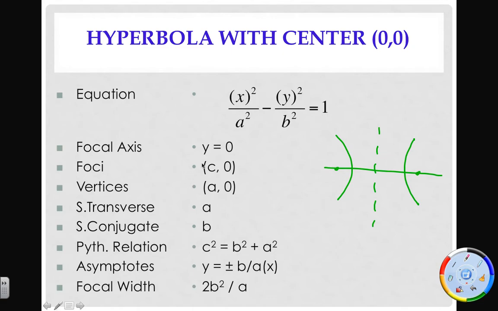And the foci, again, I missed my plus and minus signs. Sorry about that. The foci are plus or minus c comma 0. And the vertices are plus or minus a comma 0. So vertices are right in here.